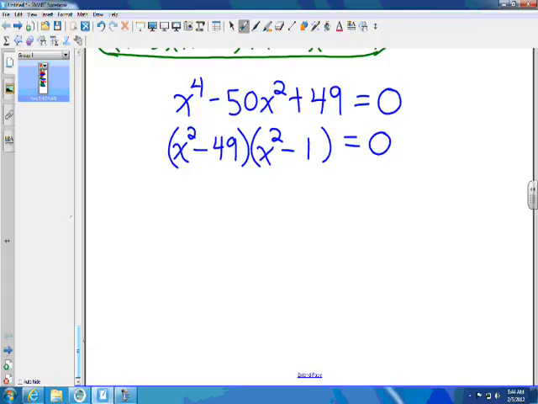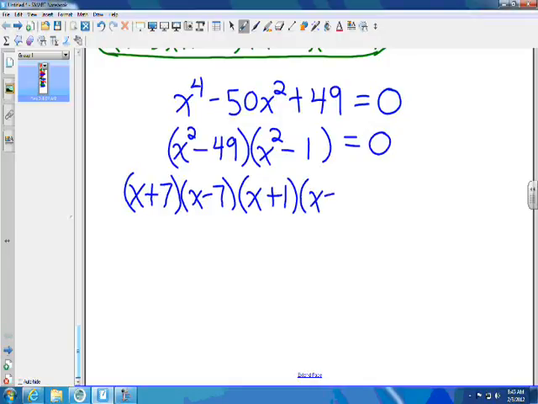And it's the same as the last problem. What would we split this up to be? x plus 7 and x minus 7. And the other one? x plus 1 and x minus 1. Now, most of you can see what's going to happen when you set all those equal to 0, and so you would just be able to write your answer out. I think we could probably all do that.